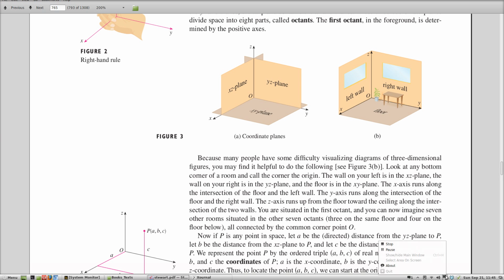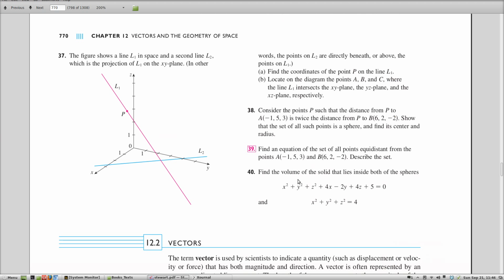So we're almost done with 12.1. The only one of these problems that I really like is number 39. That's an excellent problem. If you have 2 points and you look at all the points that are equidistant from them, actually maybe this is easier to do in 2 dimensions. If this were a 2-dimensional situation, hopefully you can see that the answer would be a line. In a 3-dimensional situation, the answer is going to be a plane.